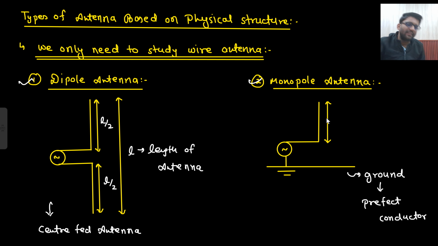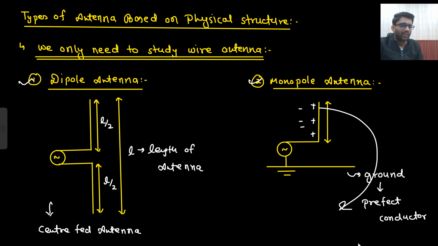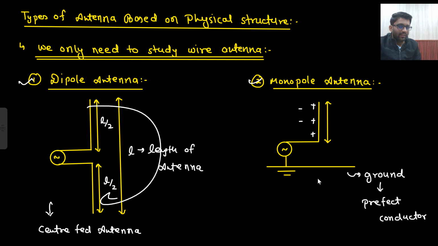Now you might be thinking, sir, there is only one arm. So only positive will be there at some time, or sometimes negative will be there. So how will it make a closed line? I should not say closed line. How will it make an electric field which is going from positive to negative? Because there is only one arm. So this doubt might be coming in your mind. I will tell you how it is making an electric field like this when we study monopole antenna, and at that time it will be clear to you. But as of now, you just need to see the types.